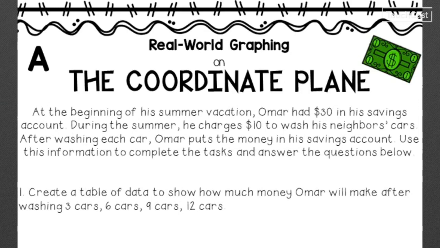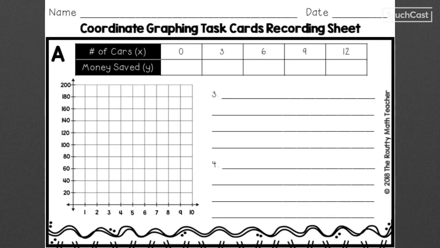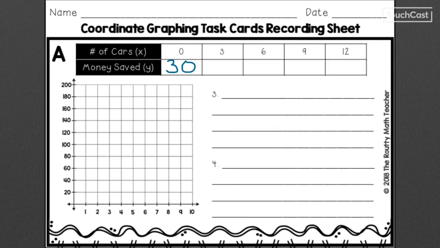Let's start with our data table. At the top, we're going to record all of the amount of money Omar has collected over the summer. Starting at 0 cars washed, how much money did he have in his savings account to begin with? From the story, you should have remembered he started with $30. So before he's washed any cars, he has $30 in his bank.